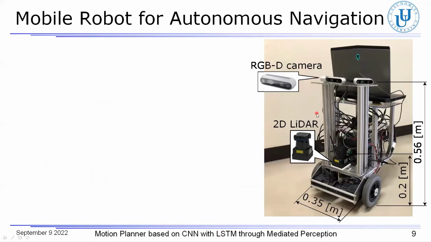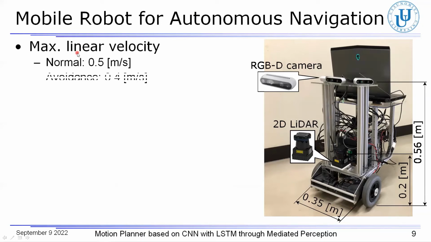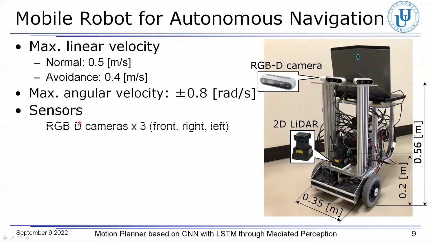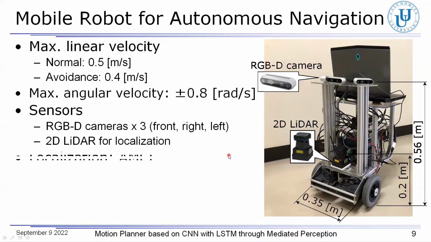For autonomous navigation, we use this mobile robot as shown in this picture. The maximum linear velocity is 0.5 and reduced to 0.4 for obstacle avoidance. The maximum angular velocity is 0.8. The robot is equipped with 3 RGBD cameras, a front, left, and right, and 2D LiDAR here. The 2D LiDAR is used only for adaptive Monte Carlo localization.